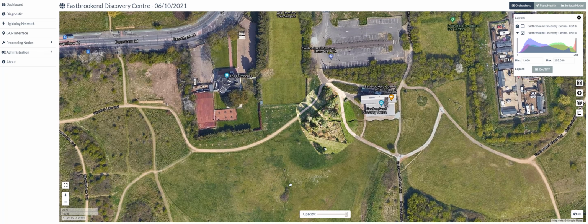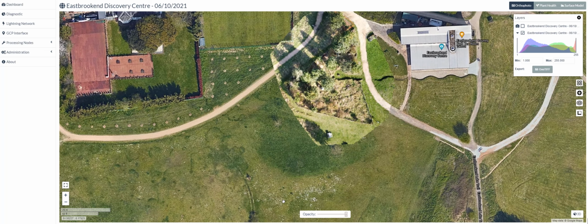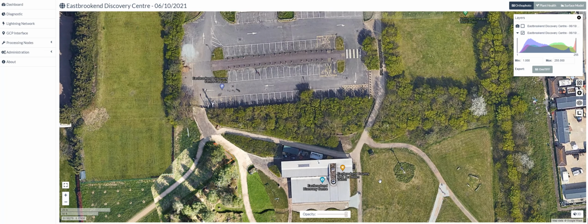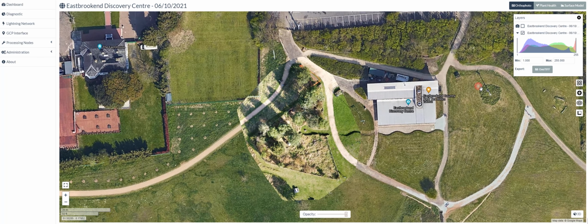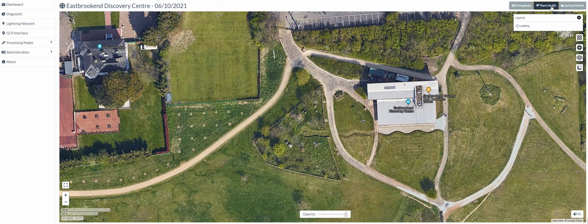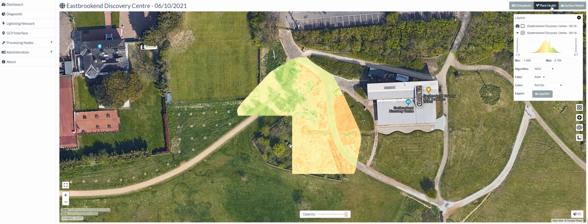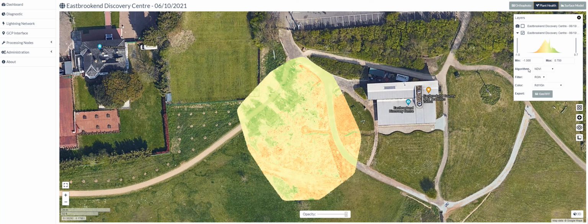This is a recording from this morning. This is an outside area at a place called the Eastbrook Discovery Center. You can see here the Google map and overlaid the orthophoto that is taken. It's actually a composite picture of, I think it was 28 individual HD pictures, and you can see I can overlay this either with a plant health analysis, and there are different models available, different algorithms that can be applied for the purpose of different coloration.